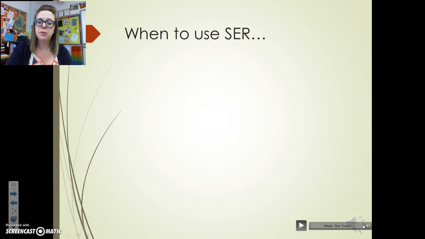Okay, so both of these verbs, ser and estar, mean to be. So that means that they have the same meaning. Okay, so they both, when they're conjugated, I am, you are, he is, etc. Now in English we use them interchangeably, since ser and estar mean the same thing. However, in Spanish, there are different situations where you're going to use the verb ser and estar.